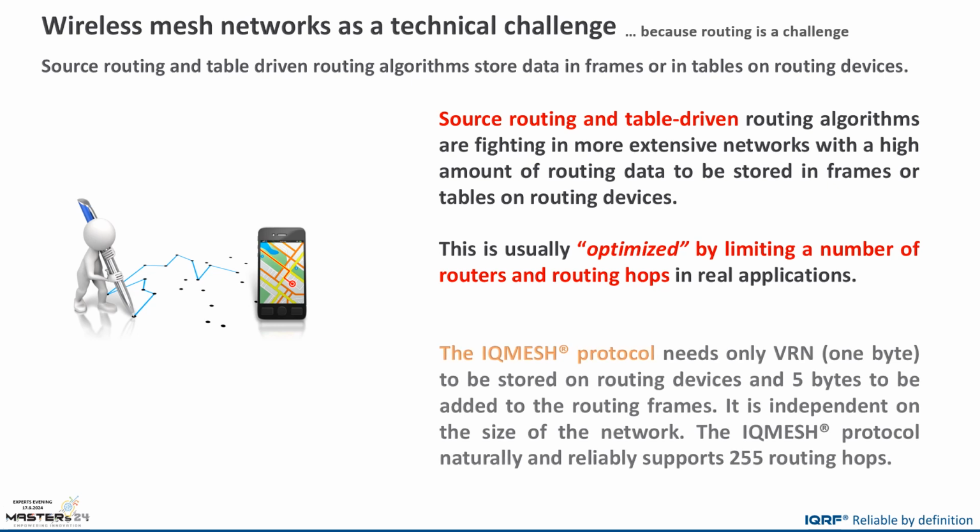The IQMesh protocol needs only a virtual routing number, which is 1 byte, to be stored on routing devices, and 5 bytes to be added to the routing frames. It's independent of the size of the network. Thanks to that, the IQMesh protocol can reliably support 255 routing hops.